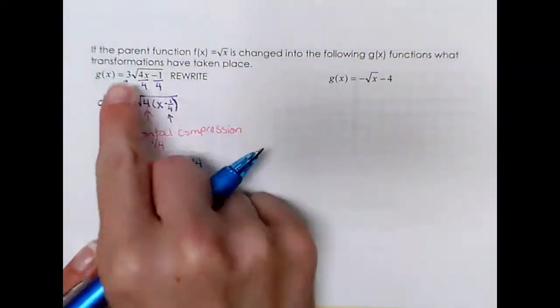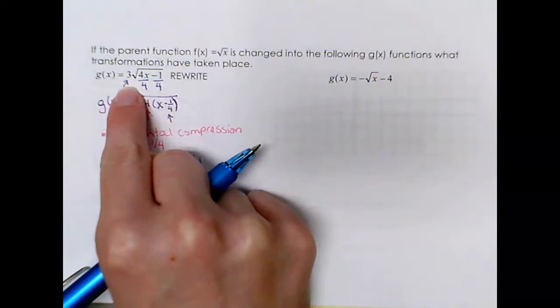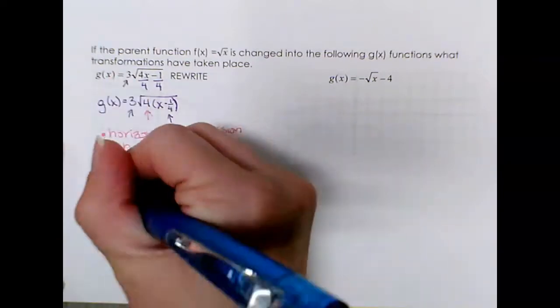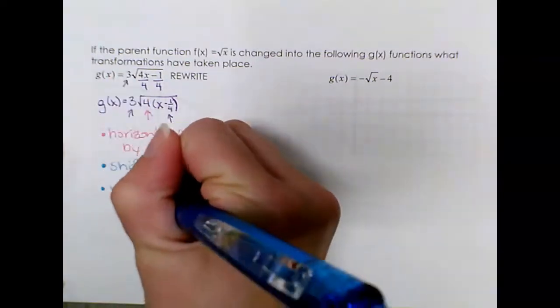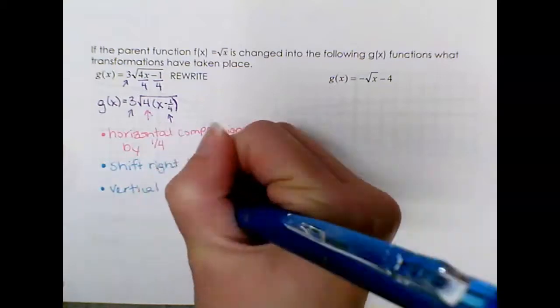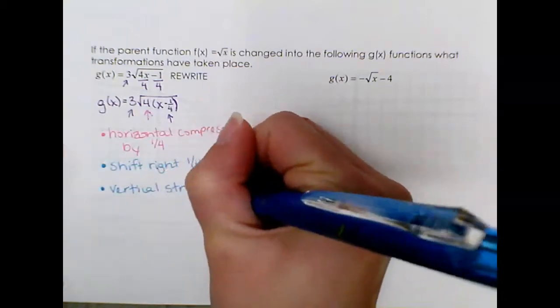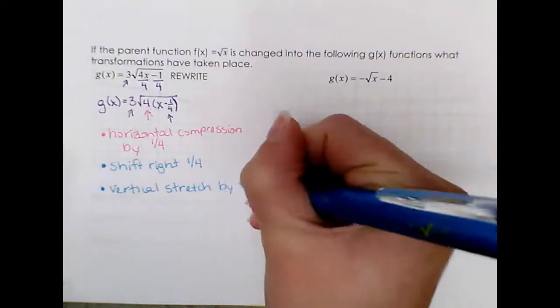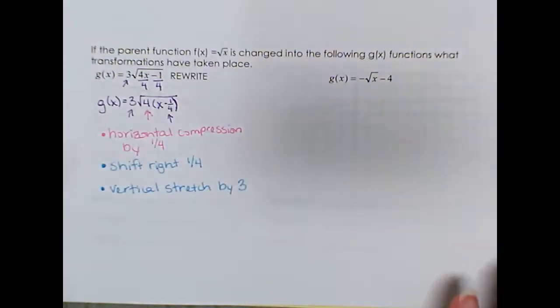So this is the a value. Is it a vertical stretch or a vertical compression? It's a stretch since it's a large number, bigger than 1, by a factor of 3. Not the reciprocal, because it's not in there with x.